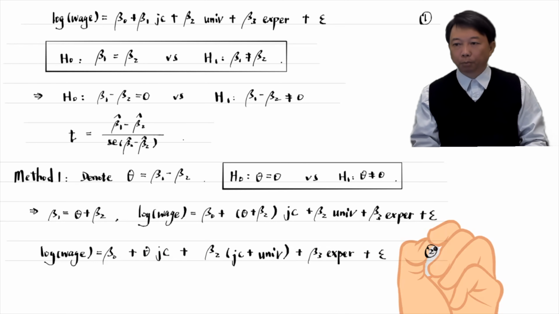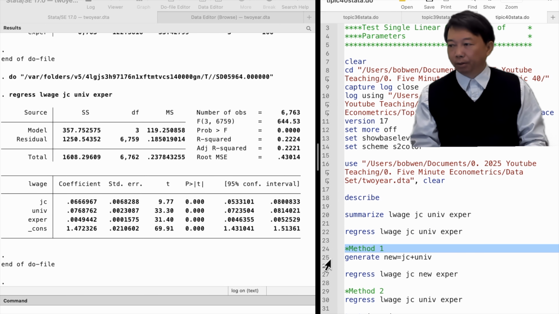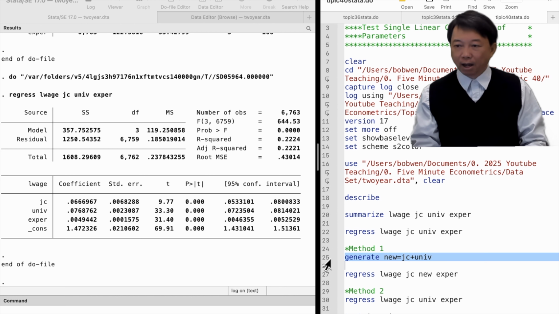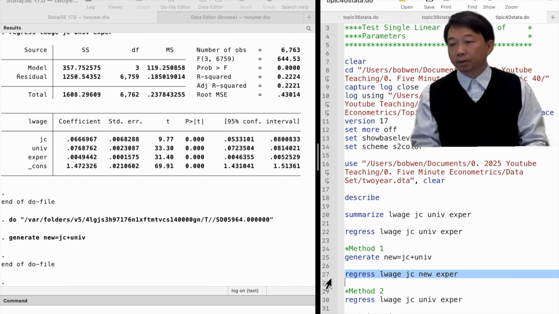The variables JC and experience remain in the model, and we construct a new variable equal to the sum of JC and UNIV. We regress the log hourly wage on JC, the new variable, and experience. Theta is the coefficient of the variable JC in the rearranged model. The OLS estimate theta hat and its standard error will be reported directly in Stata. We can also find the p-value.